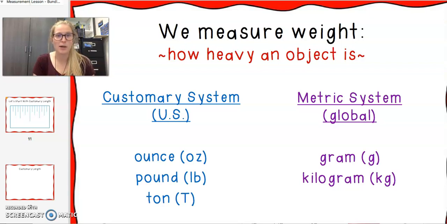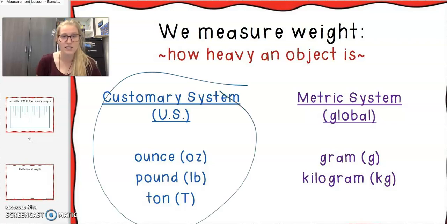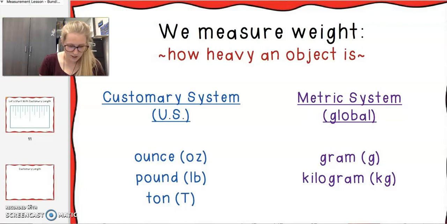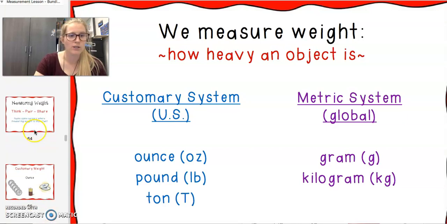Today we're going to be talking about how we measure weight. Weight is how heavy an object is. So once again, we have two different ways that we can measure weight. And again, we're going to be talking about the customary system today. The metric will come later. So just a review there. Customary system, we're going to talk about ounce, pound, and ton. And there's the abbreviations for those.